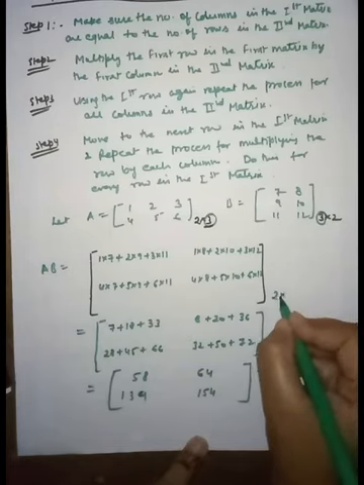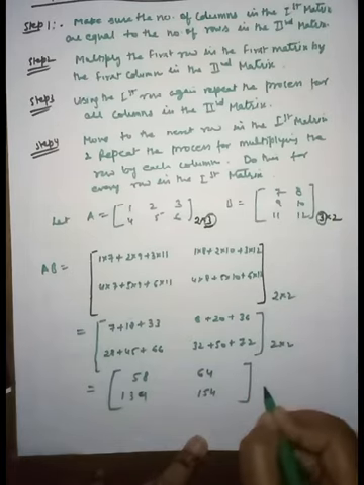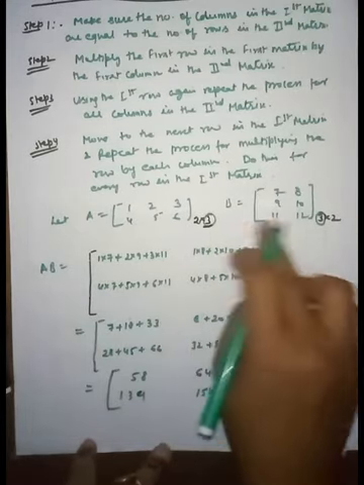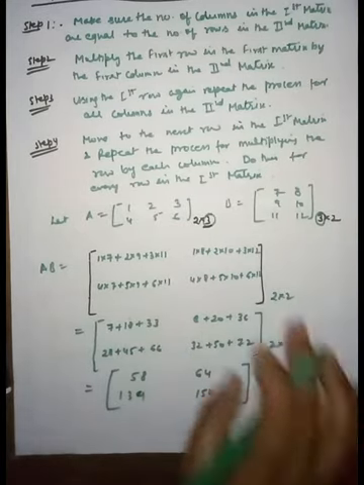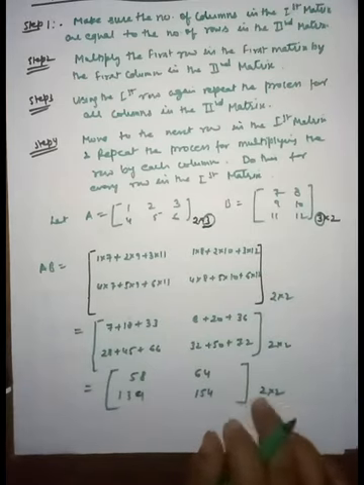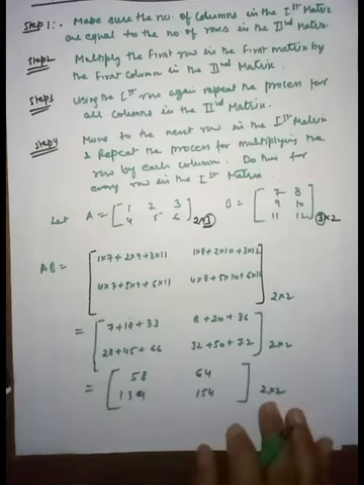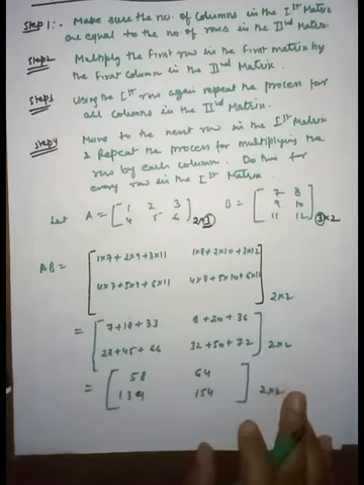And the order of AB: this is 2 cross 3 and this is 3 cross 2. So the order is 2 cross 2. The remaining rows and columns make the order. So here 2 cross 2. So the AB result is this one and the order is 2 cross 2.